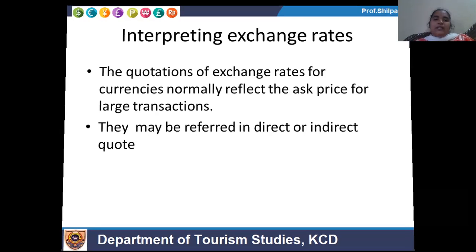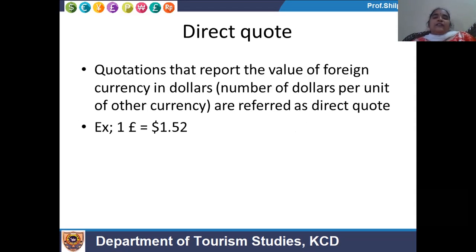Now direct quote means the value of foreign currency in terms of dollars. Say for example, 1 pound is equal to $1.52. So this is a direct quote, meaning any foreign currency, 1 unit of foreign currency is expressed in number of units of dollars. Such a quote is called a direct quote.